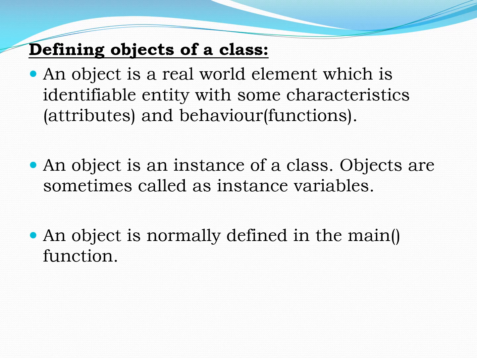An object is an instance of a class. Objects are sometimes called instance variables. An object is normally defined in the main program.